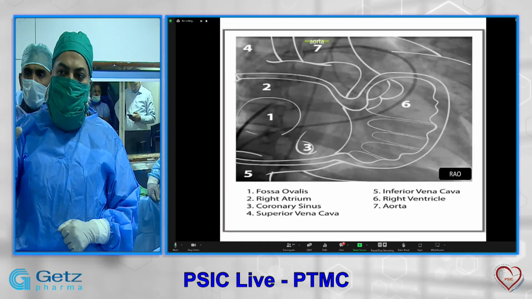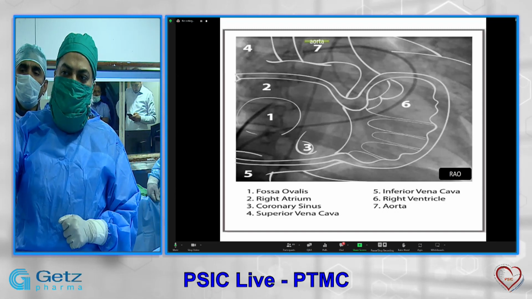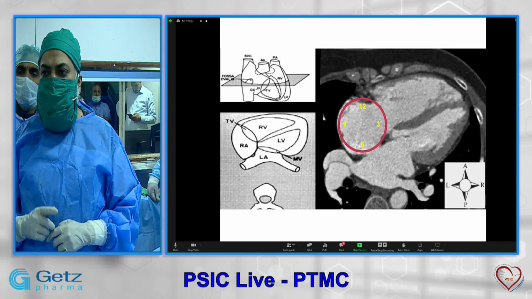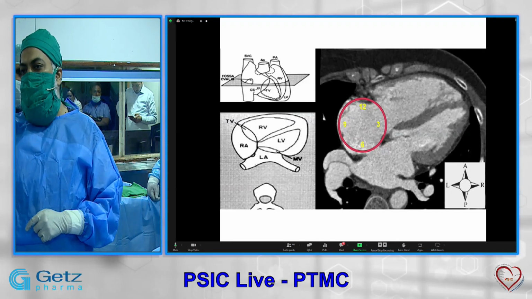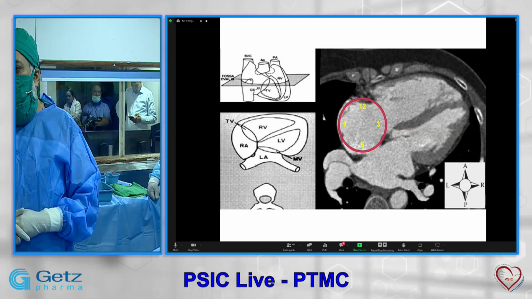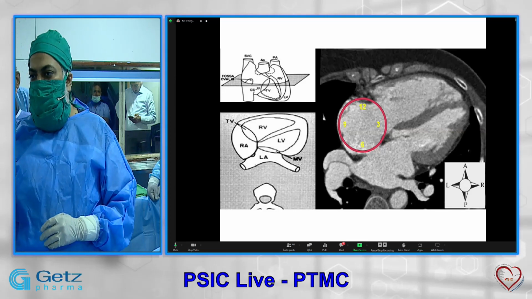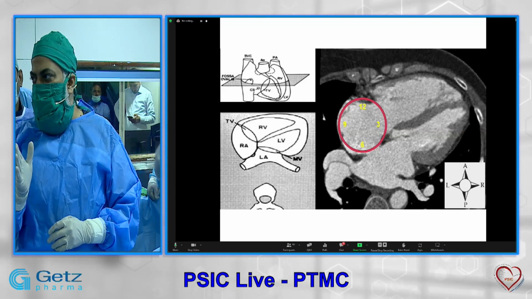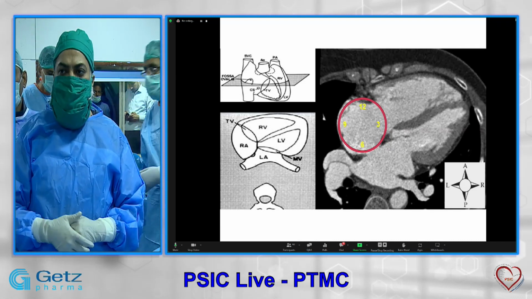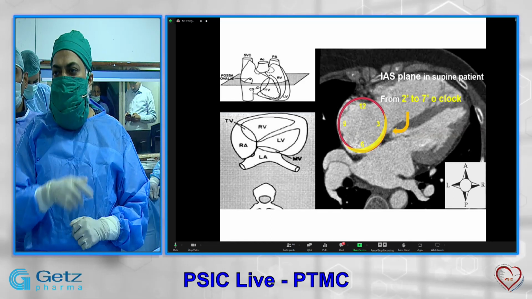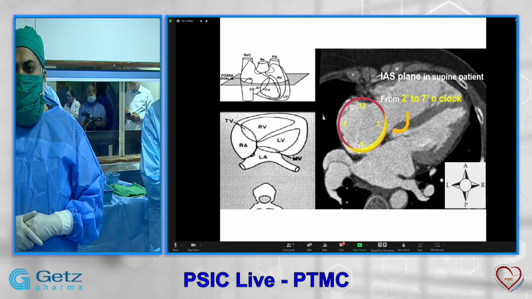So this is the CT angio view of the heart. Once you take the needle in, the needle direction will be at 3 o'clock. But if you puncture at 3 o'clock, you may go directly into the aorta. Once you rotate to about 4, 5, 6 o'clock, you will be directing your needle towards the septum. So this is a very important slide. Next, please. This is the site where you want to puncture.